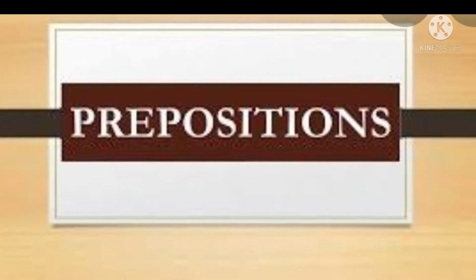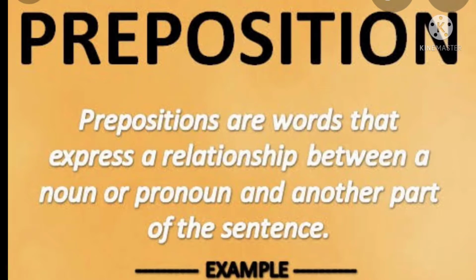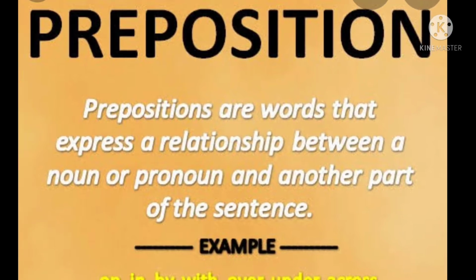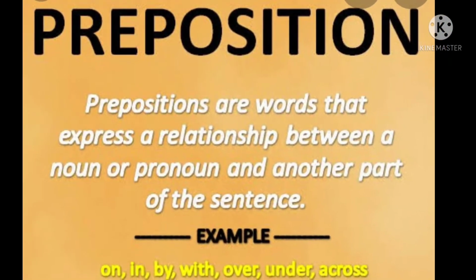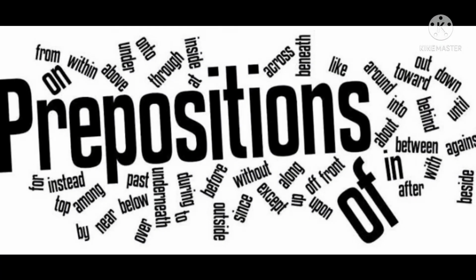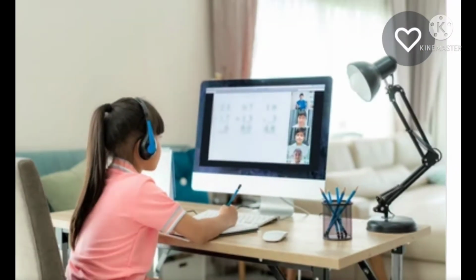Today's session we have to learn 12th standard English Unit 2 Grammar: Preposition. What is meant by preposition? Prepositions are words that express a relationship between a noun or a pronoun and other parts of a sentence. And we have to learn the kinds of prepositions also: simple preposition, compound preposition, phrase preposition and participle preposition, and how to use the preposition in sentences. These are all the things we have to learn in this video. So watch the video till the end and enjoy your learning journey.